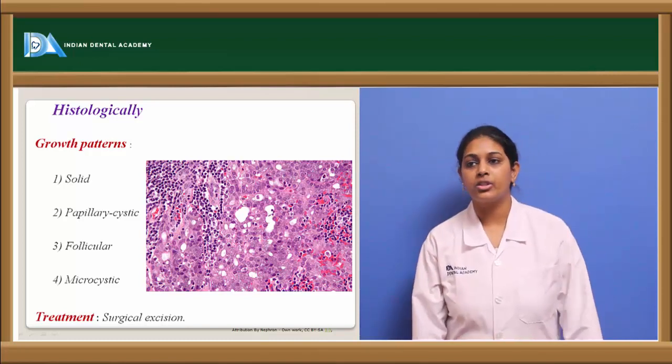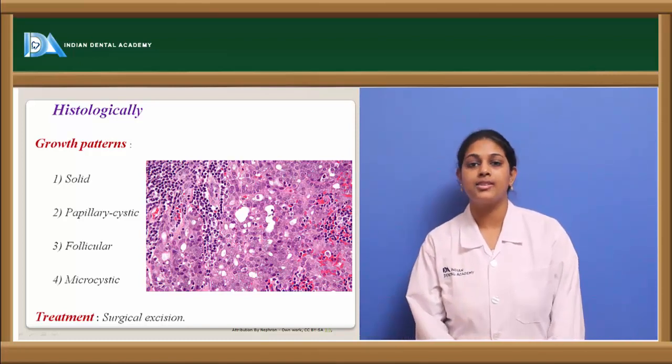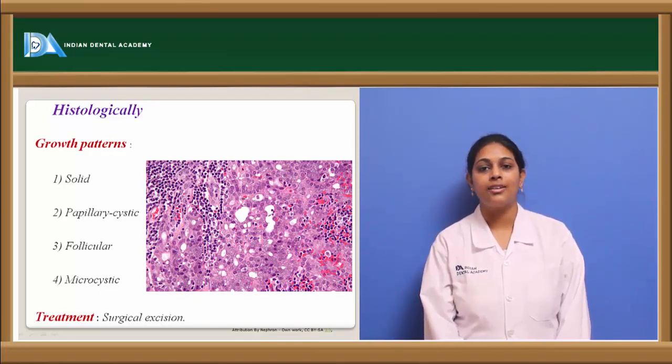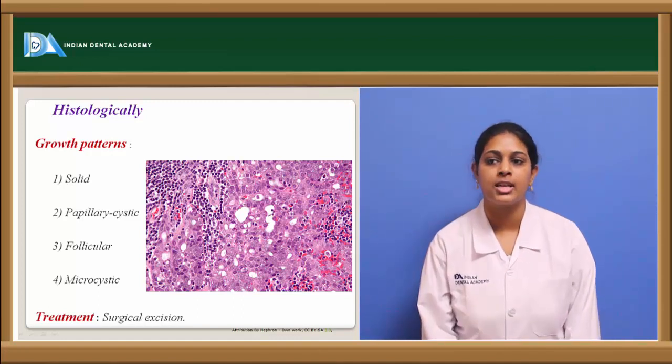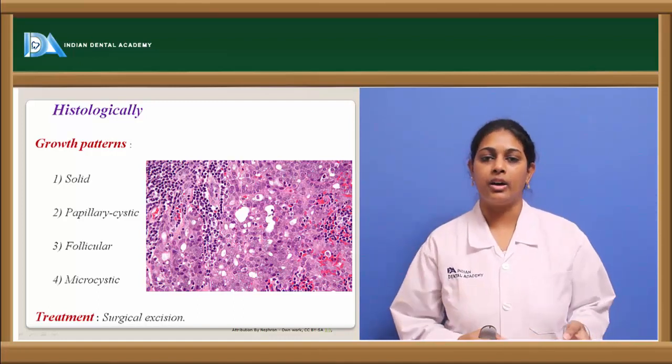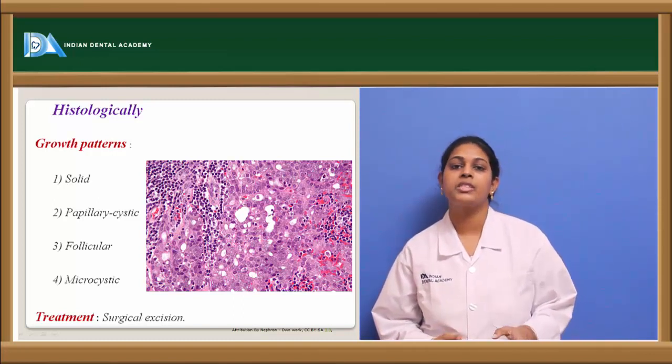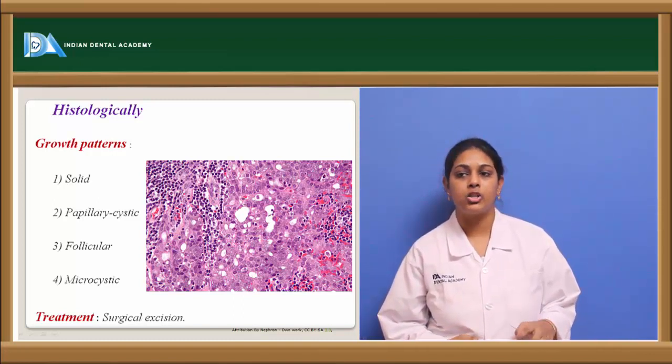Coming to the microcystic form, usually we find numerous cystic spaces. Other than that, we also see certain clear cells in this microcystic form, as well as dispersed neoplastic cells which are diffusely scattered throughout the tumor area.